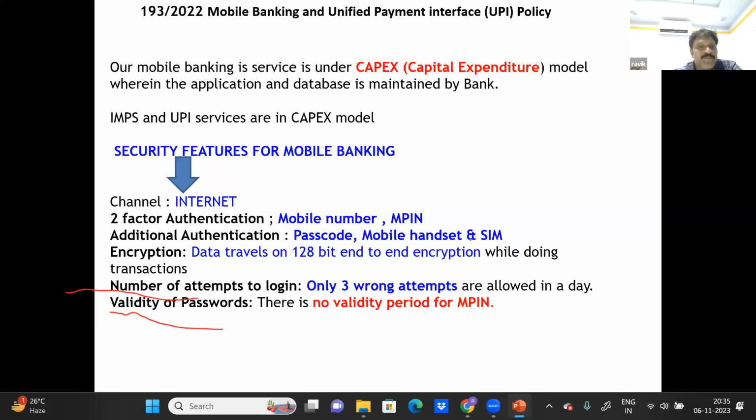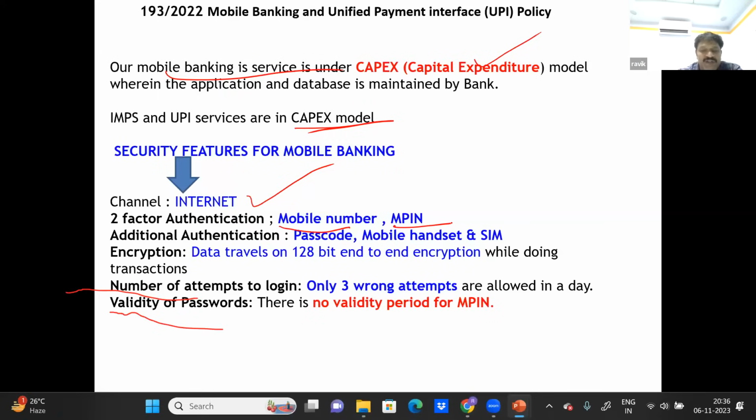Now our bank is using the capex model. Capex model for using IMPS or UPI, whatever it may be. Mobile banking also uses the capex model. Capex means capital expenditure. Mobile banking, what are the salient features? Let us see. It will work on internet. Everybody knows it. Two-factor authentication first: mobile number and MPIN. This is the first one.